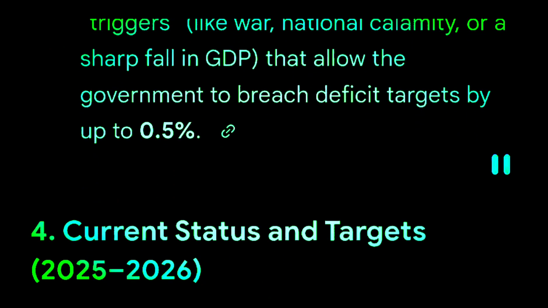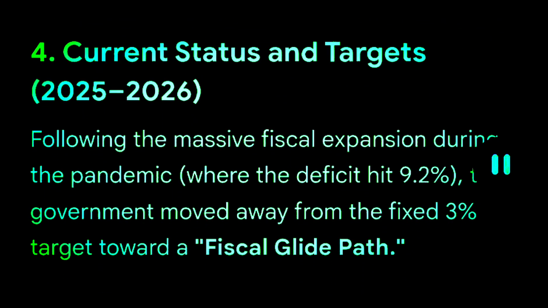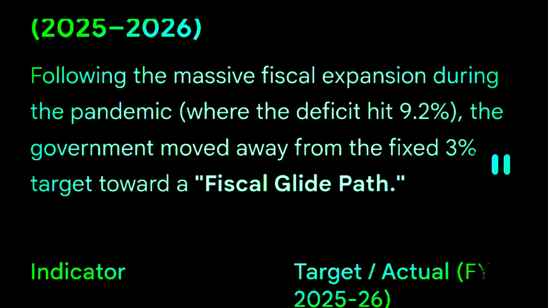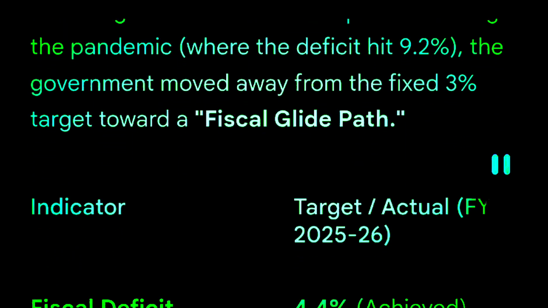4. Current status and targets, 2025-2026. Following the massive fiscal expansion during the pandemic, where the deficit hit 9.2%, the government moved away from the fixed 3% target toward a fiscal glide path.